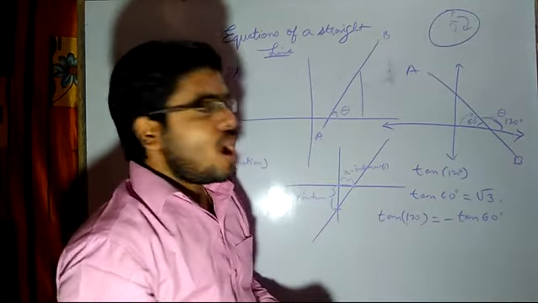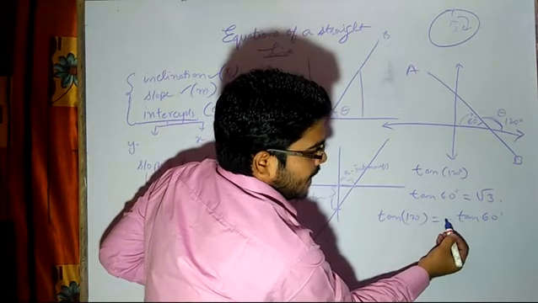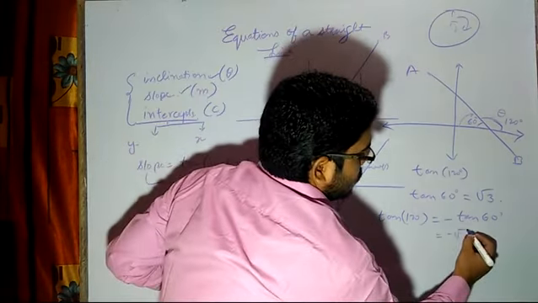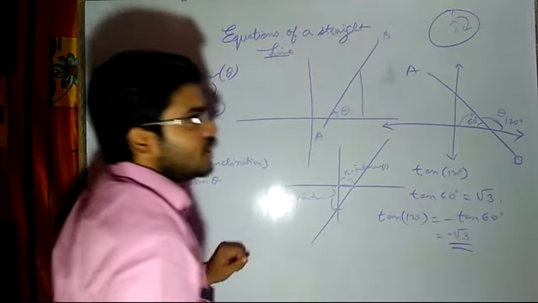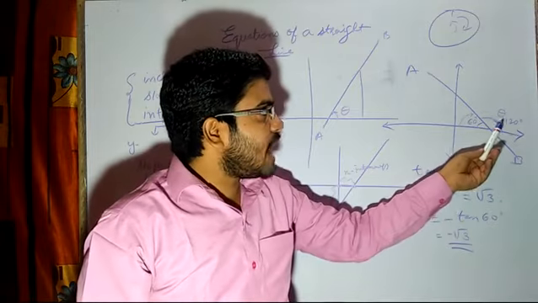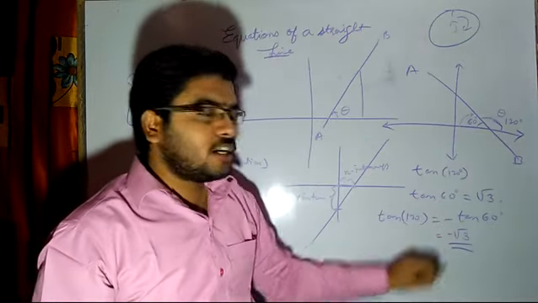So what do I have to do? I have to multiply with minus so that I will get the result. So your answer will be minus root 3. In this way you will all be calculating the numerical values of this. Now why is tan of 120 degree equal to negative?